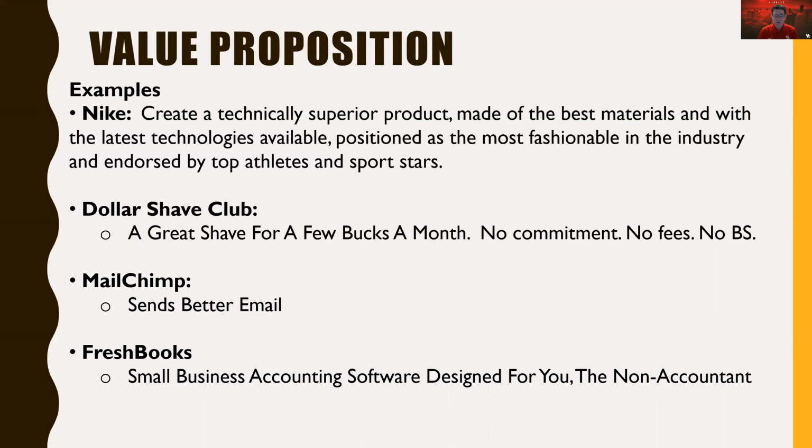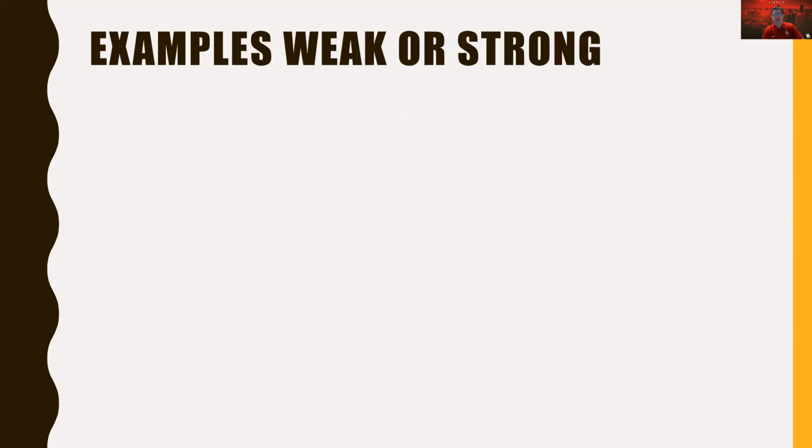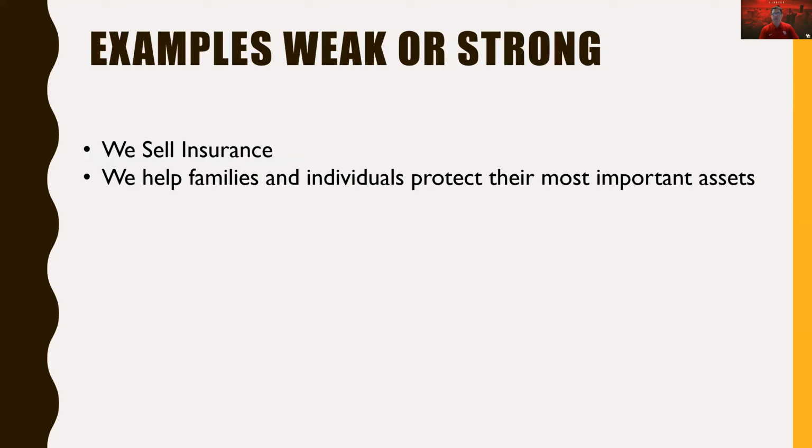Those are the types of things from a value proposition that you have to be thinking about. Again, we covered this in a previous segment, so make sure you're remembering value proposition and why us. One of the big things: why us? Why choose me? What makes us unique? That's the key for value prop. Here's some examples, weak or strong, right? We sell insurance. That's a pretty weak value proposition.